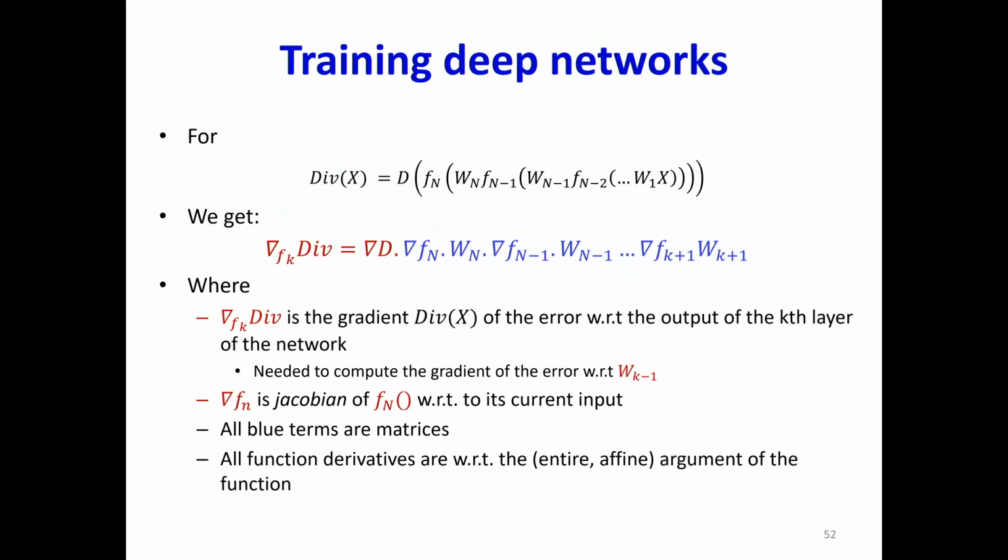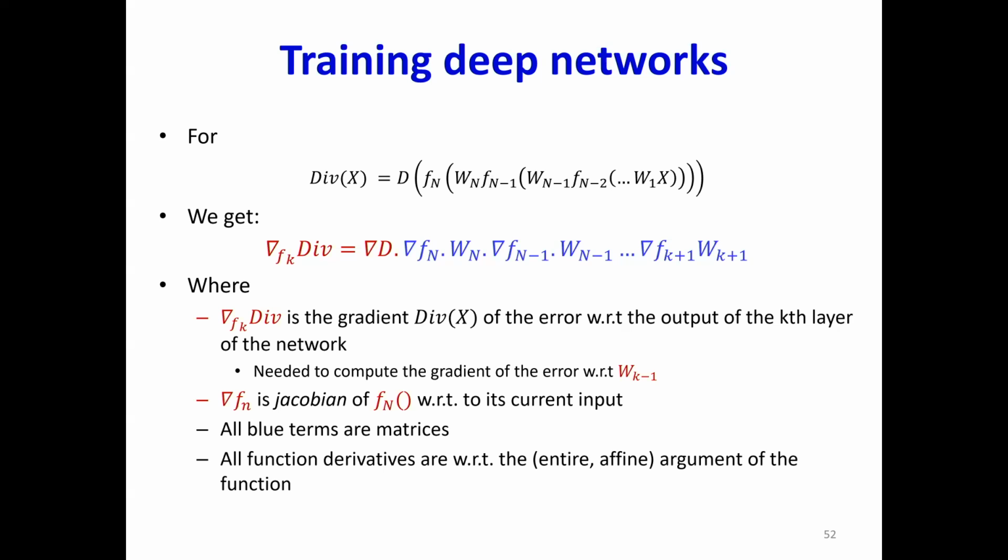I can write this. The derivative of the divergence with respect to the output of any kth layer is going to be the derivative of the divergence itself with respect to the output of the network, times the derivative of the nth layer with respect to the argument of fn, the Jacobian, times the weights Wn, times the Jacobian of the n minus 1th activation, times the n minus 1th weight, and so on, all the way up to the kth layer, right?